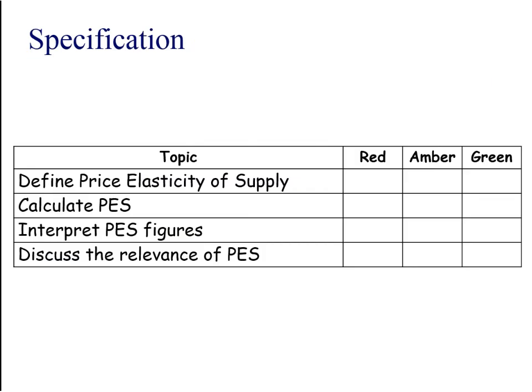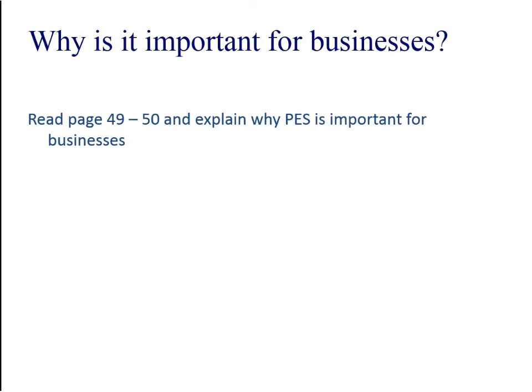Okay, so define price elasticity of supply: percentage change in the quantity supplied over percentage change in the price. Calculate PES, interpret the figure, so it's either going to come out as elastic or inelastic, and discuss the relevance of PES. So why is it important for businesses? Why do we care about this?